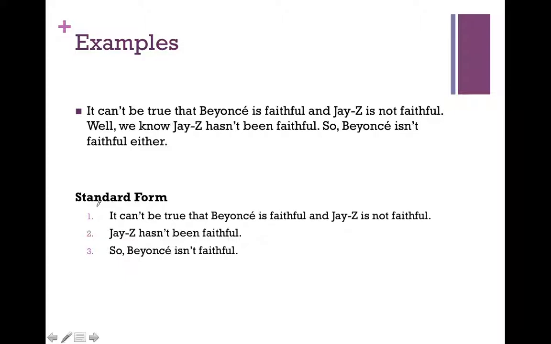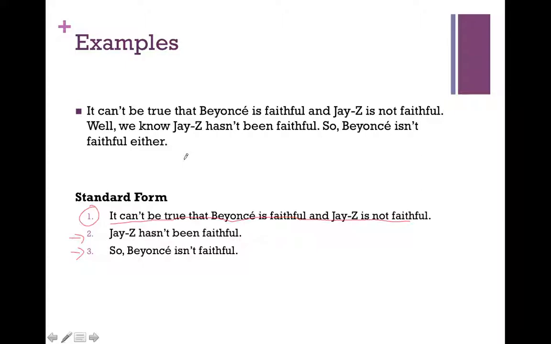And I think the hardest thing is going to be premise 1 here. This is going to be challenging. Putting premise 2 into symbols and premise 3, not too bad. But the question here is, how do we understand this? What are we saying here? It can't be true that Beyonce is faithful and Jay-Z is not faithful.